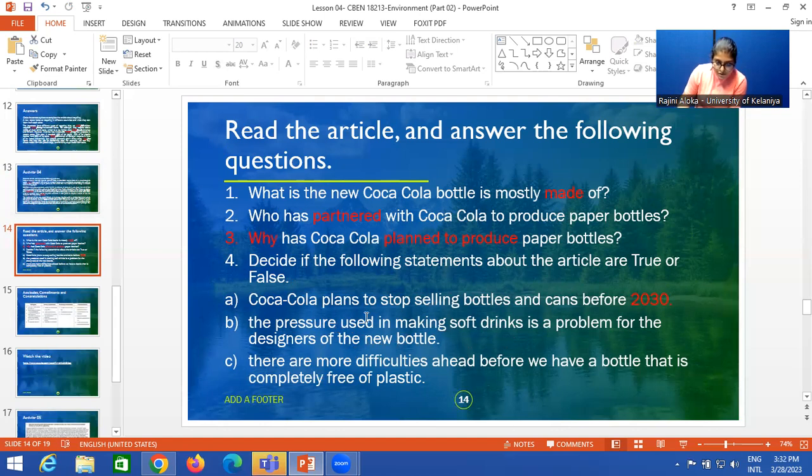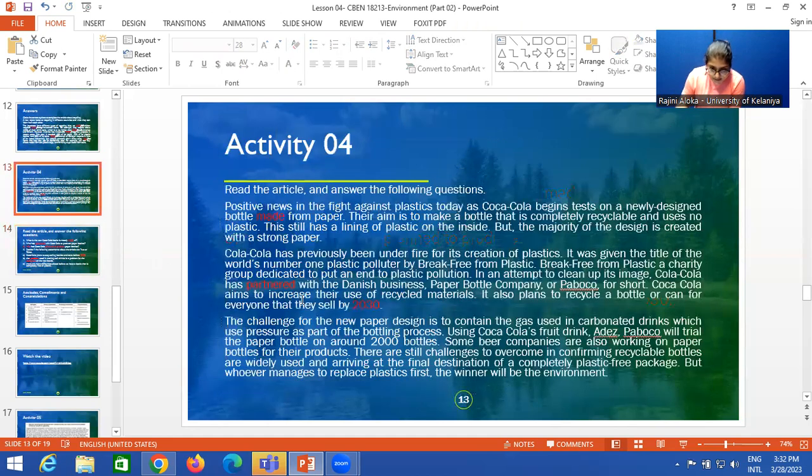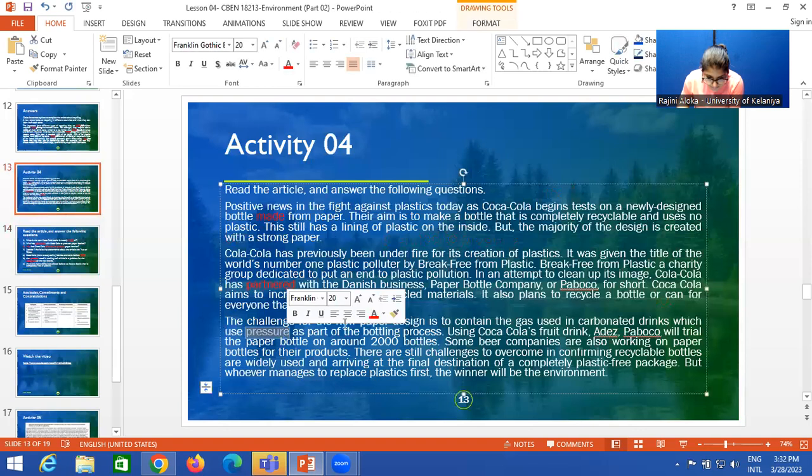The pressure used in making soft drinks is a problem for the designers of the new bottle. So we'll see pressure, and designers, words like these. Let's go to the text. Here, pressure is here. We'll read that part. The challenge for the new paper design is to contain the gas used in carbonated drinks, which use pressure as part of the bottling process.